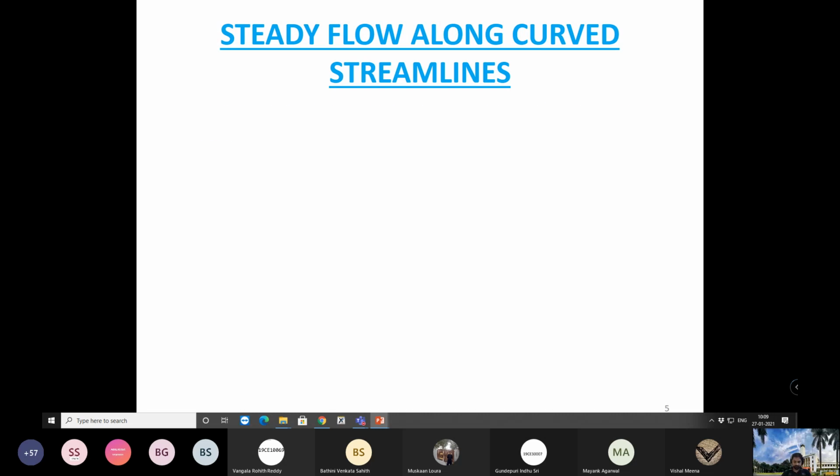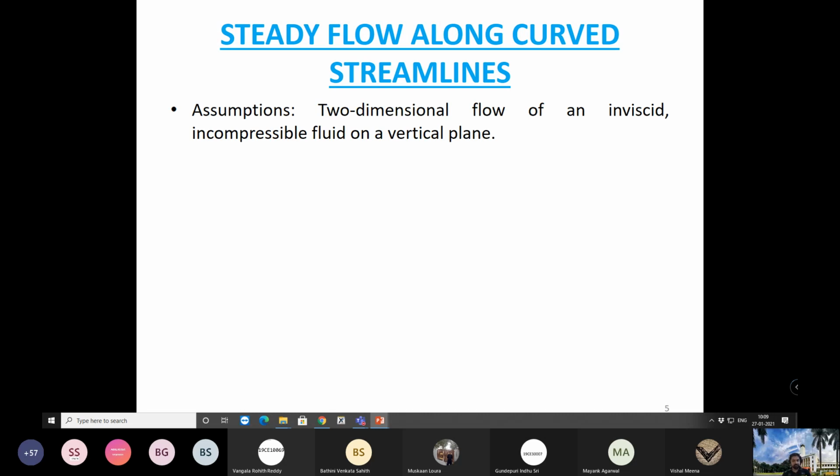Steady flow along a curved streamline. The assumption for the curved streamline is that it's a two-dimensional flow for an inviscid, so there is no viscosity, incompressible fluid on a vertical plane. Incompressible fluid means the density does not change from point to point, and with respect to time as well.